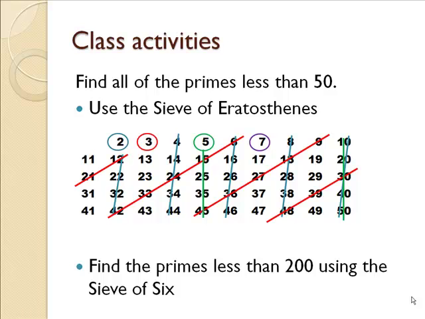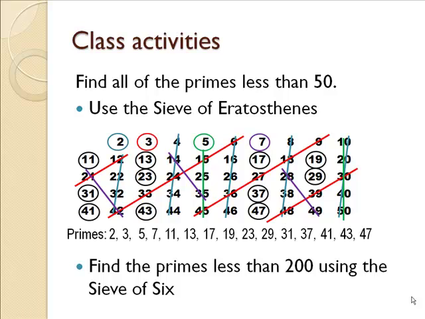The next prime number would be 11, and the first thing I would have to cross off for 11 is 121. I already have 22, 33, and 44 crossed off. That means all these numbers that are not yet crossed off are prime. So the primes less than 50 are 2, 3, 5, 7, 11, 13, 17, 19, 23, 29, 31, 37, 41, 43, and 47.